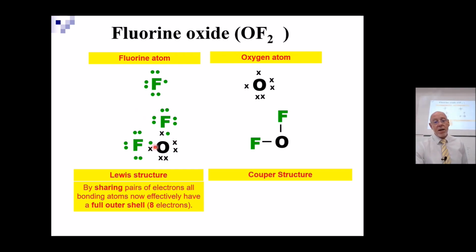Okay, so the pairing, they've both got full outer shells now. Both of these got 8 and these got 8, but one of them is one that they're borrowing. All right. So, can I move on?